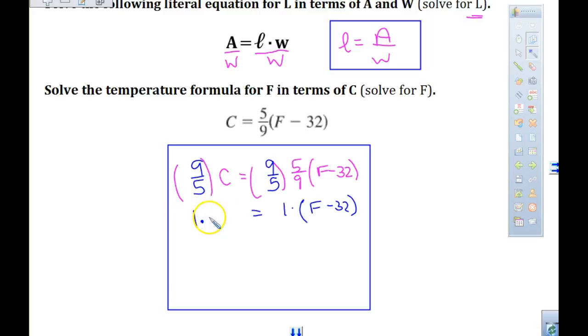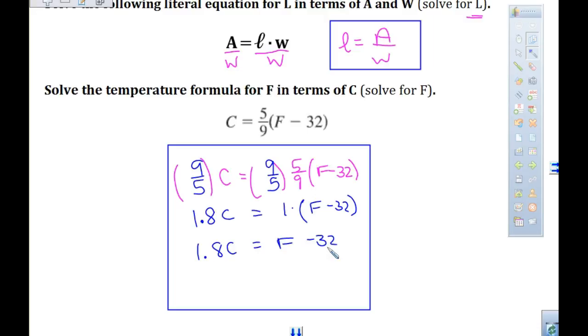1.8, right? And we're going to leave that with c. Why would I want to change it to a decimal? Because a lot of us can think of 1.8 as really close to 2, whereas when you think of 9/5, you have a harder time picturing that it's really close to 2, or that it's 1.8. So this really is 1.8 times c equals f minus 32.